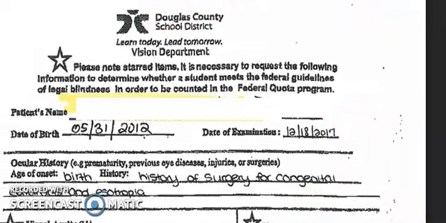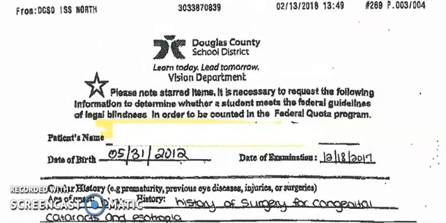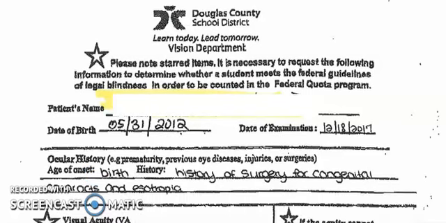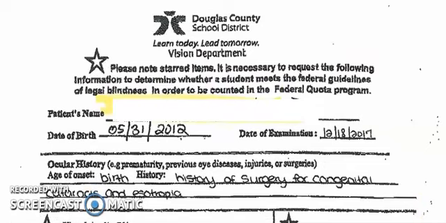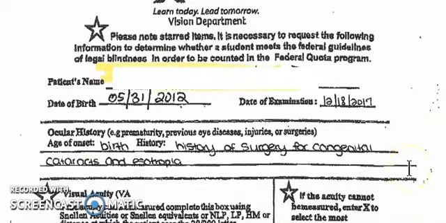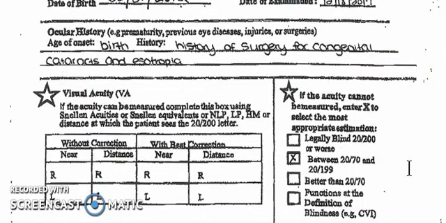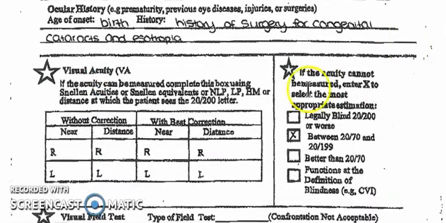If you see this, this is a Douglas County format of an eye report. Each district will have an eye report that the eye doctor quickly fills in. Douglas County uses this format. You have the patient's name, the date of birth, and the visual acuity section. And then we also have, if the acuity cannot be measured, where does the doctor think that the child's acuity is? Is it legally blind, or is it between 20/70 and 20/199?